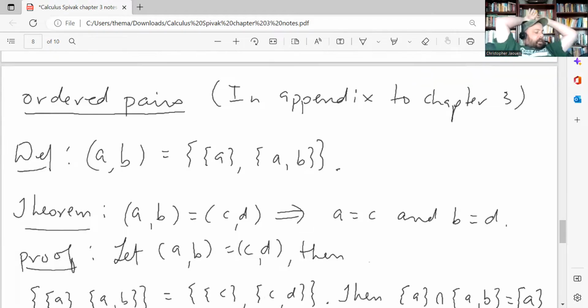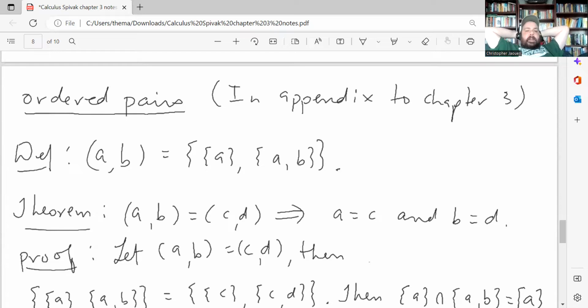All right, and we're almost at the end here. In order to give the formal definition of a function, we need to have a formal definition of ordered pairs, because functions are defined in terms of sets of ordered pairs. And he does this in the appendix to chapter 3. There are no exercises for this appendix, but we need this definition for the definition of function. So I'll just go through this.